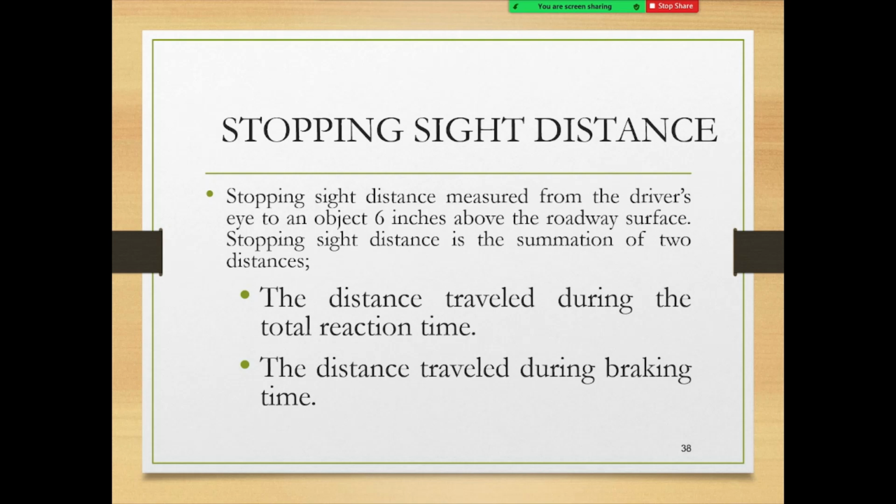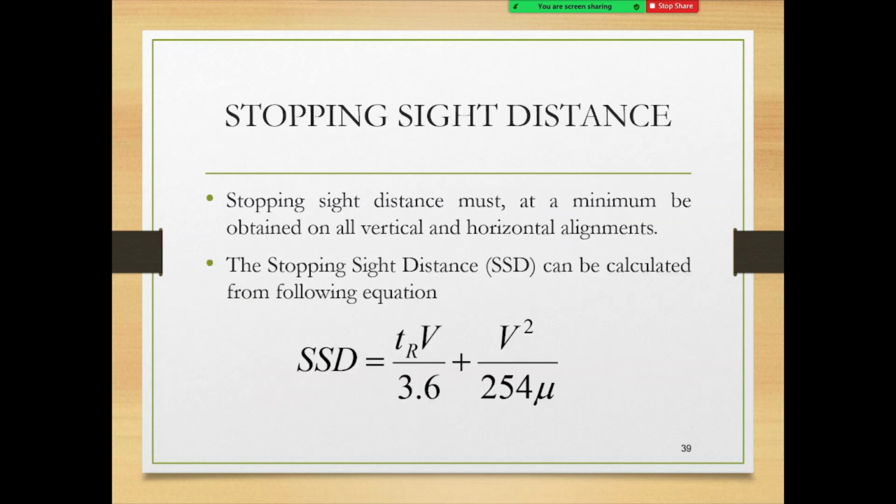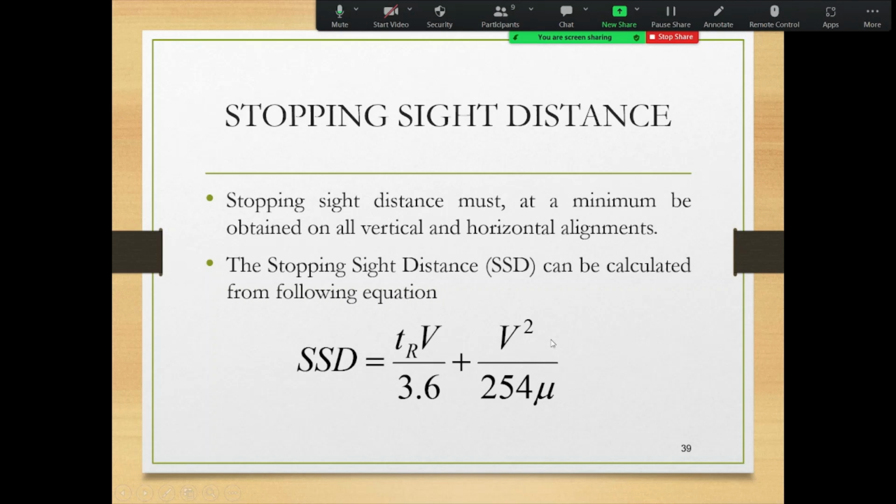Then, stopping sight distance is measured from the driver's eye to an object 6 inches above the roadway surface. Stopping sight distance is the summation of two distances. The distance traveled during the total reaction time, that is, within 2.5 seconds. And the distance traveled during braking time, because according to car technology, they cannot stop instantly. It will take some time. So we have derived an equation.